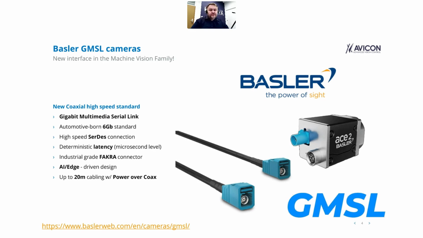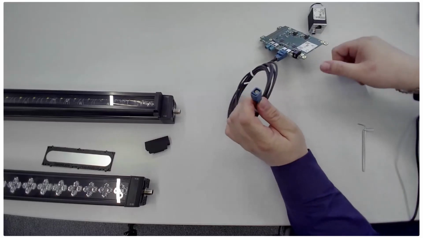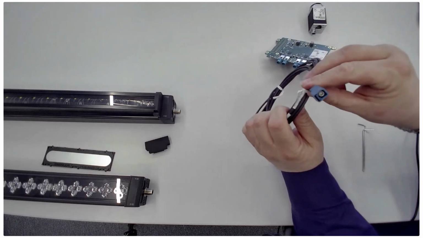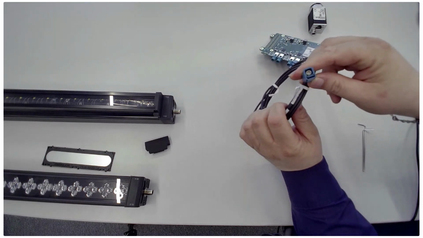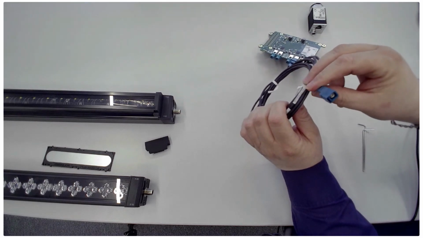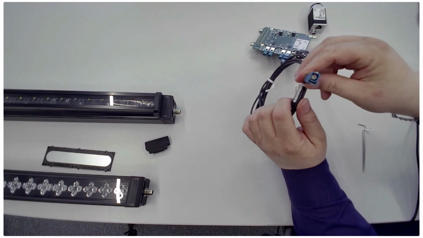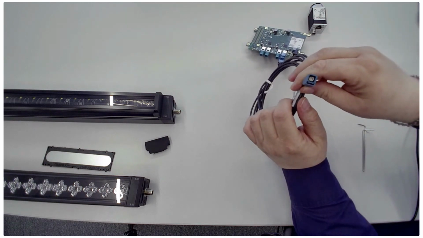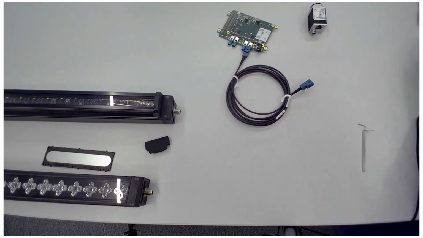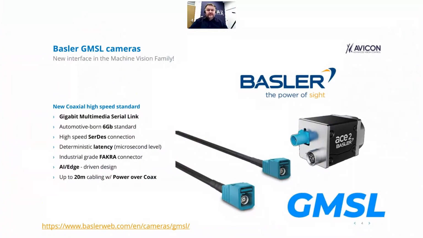Let me just show. Sorry, I forgot to switch the camera. So this is the kind of cable that is used for GMSL. You can see the circular coaxial connection with the core and the cladding, or grounding, so to say, and we are able to go as far as 20 meters with the full bandwidth.